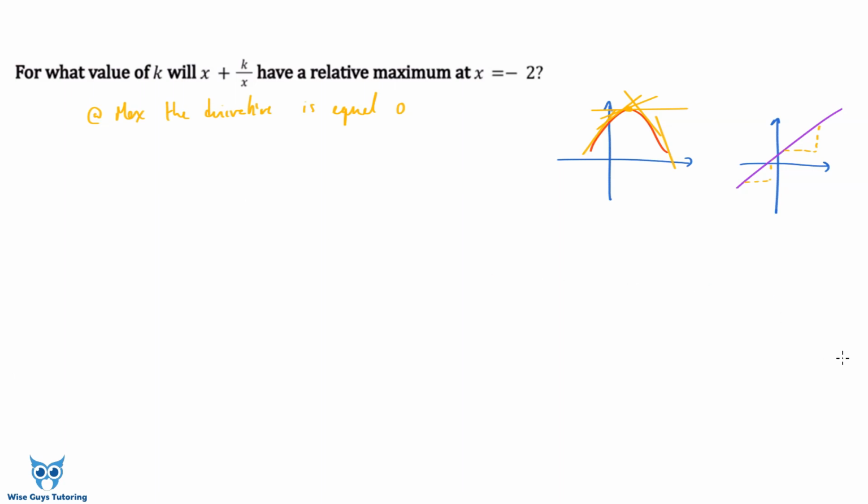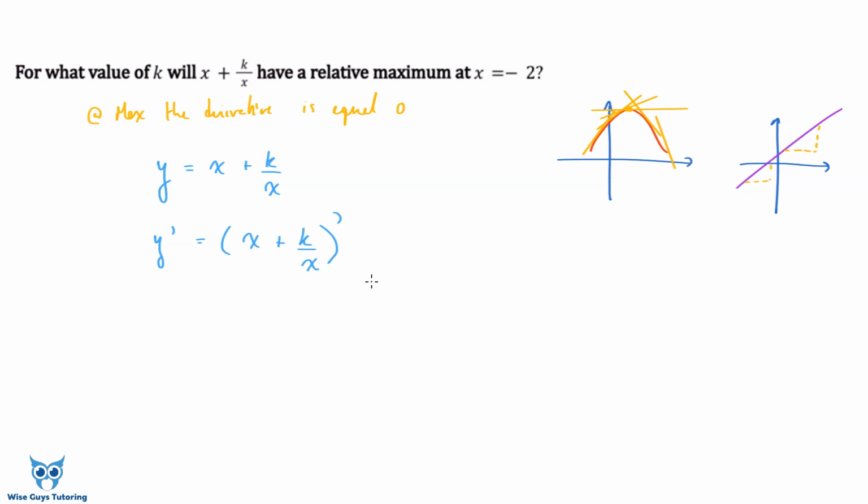So why don't we do this? Let's call this function, let's pretend it's y equals x plus k over x. So what I'm trying to find here is when is the derivative of this equal to 0? So first we got to find the derivative. Let's call it y prime. What's y prime of this bad boy here?